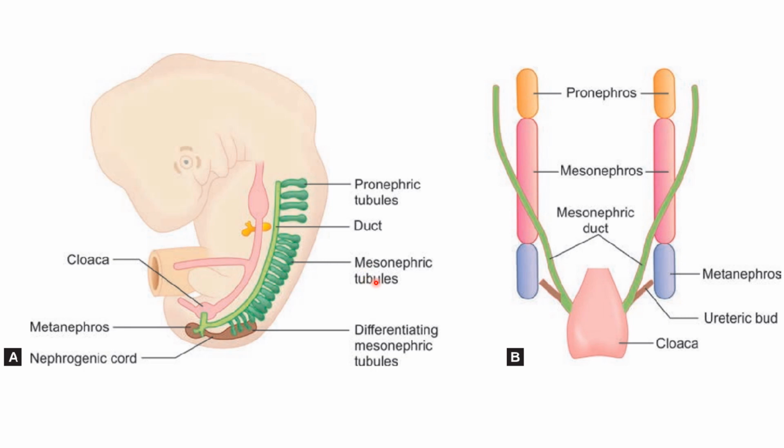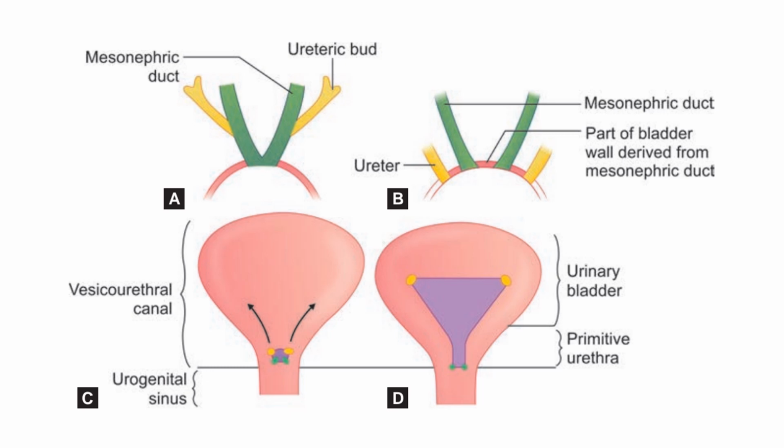This is another schematic diagram showing the further development of these ducts. We have already mentioned all these things. You can see the pronephros, mesonephros, metanephros, and we have the mesonephric duct which is opening into the posterior wall of the urogenital sinus. Before it enters into the urogenital sinus, it gives off the bud over here. That bud will be the ureteric bud. Later, the lower parts of the mesonephric duct will get absorbed into the urogenital sinus. So the urogenital sinus, as we already know, is developed from the endodermal cloaca. So these are the lower parts of the mesonephric duct.